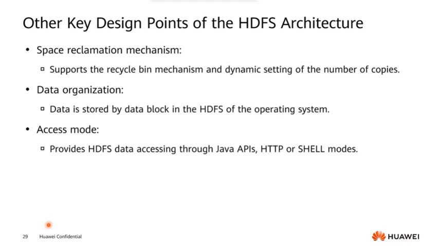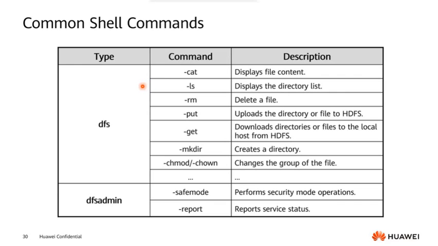There are some other design features of HDFS. First, HDFS supports the recycle bin mechanism and allows users to set the number of copies dynamically. Second, data is stored as data blocks in HDFS. Third, users are able to access data on HDFS through Java APIs, HTTP, or shell. Here are some common shell commands listed in the table. For example, we can use -cat to display file content, and use -mkdir to create a directory. For more details, we'd better conduct some practice following the lab guidance.